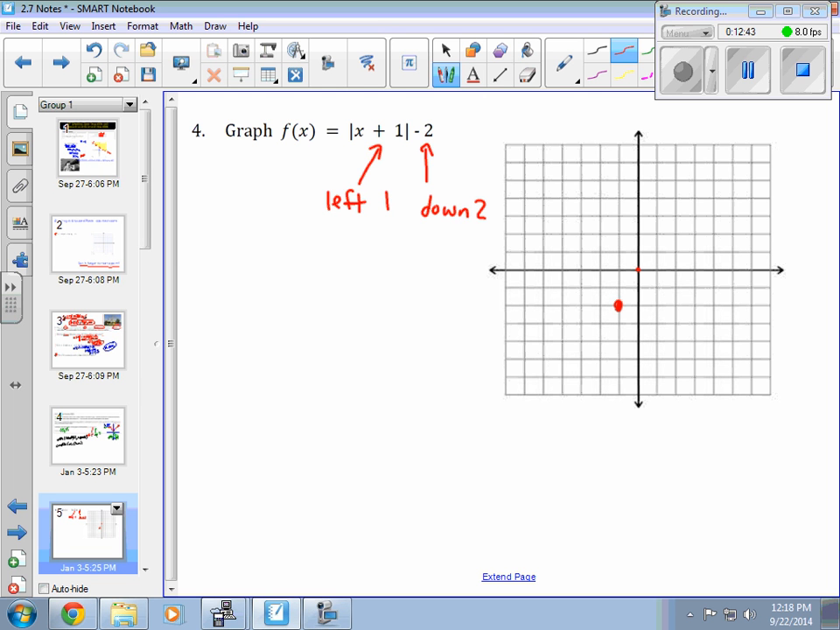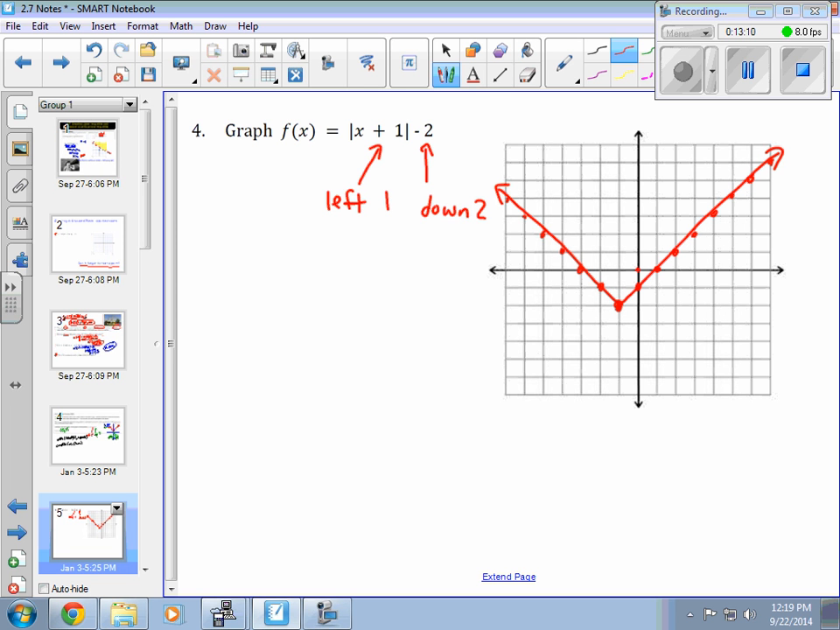Now we just have to draw out the rest of the absolute value graph. The rest of the graph on each side has a slope of 1 or negative 1. On this side we go up 1, right 1, up 1, right 1, up 1, right 1, and we can get the points here. On the other side, the slope is up 1, left 1, up 1, left 1, up 1, left 1. So that's that side. Connecting them now, we would have the graph.